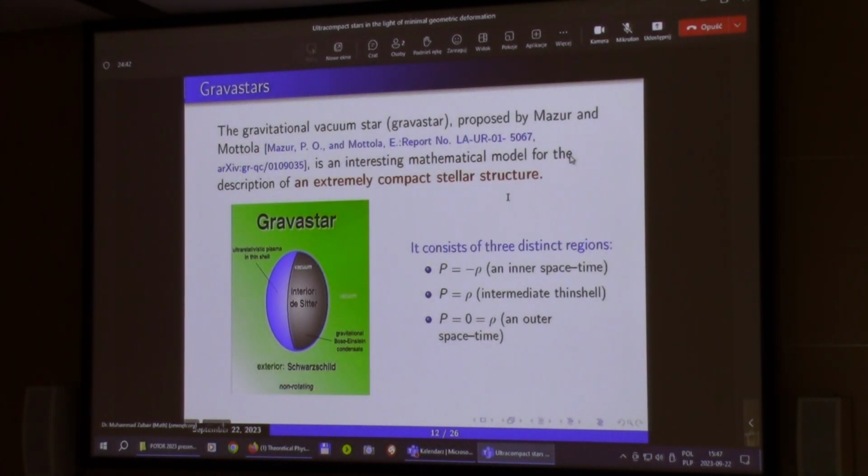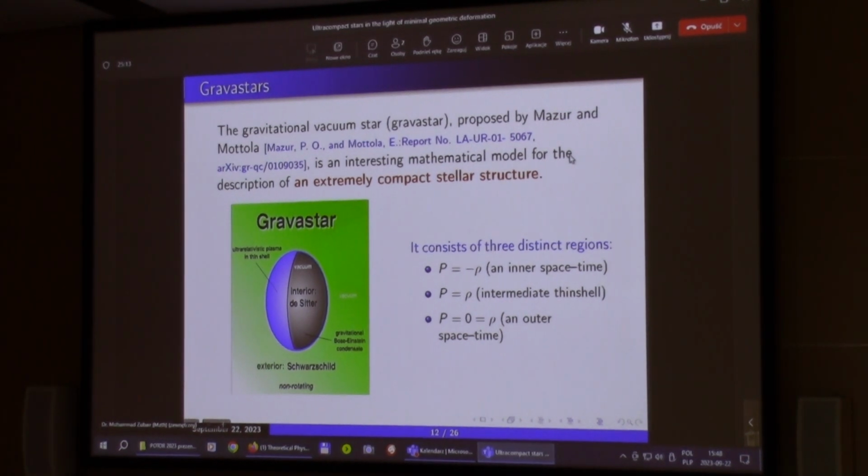Now, to calculate this G static, we have picked the choice of the equation of state, depending on the definition of gravastar. The gravitational vacuum star, we call it the gravastar, which was proposed by Mazur and Mottola, and as you can see, it's an interesting mathematical model for the description of extremely compact stable structures. And in this case, we have three different regions.